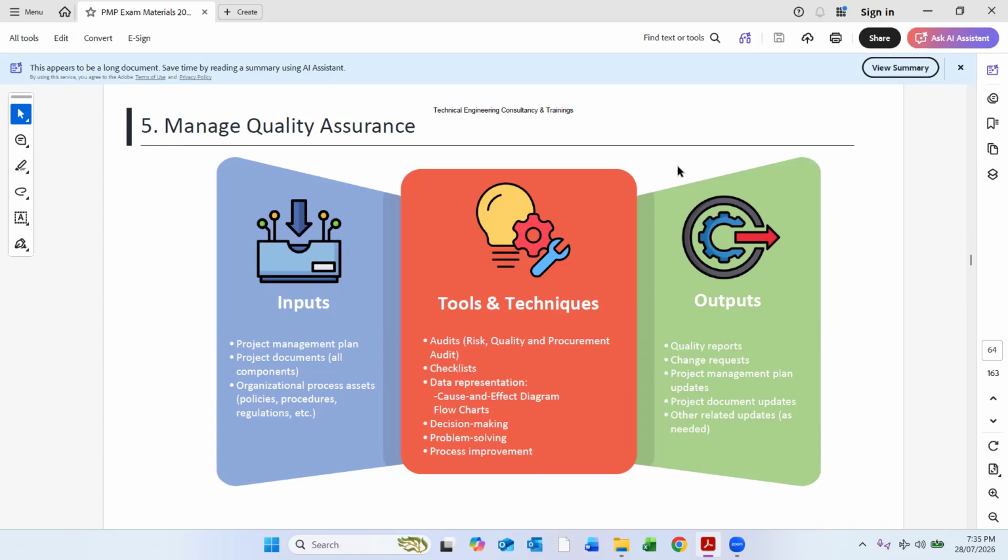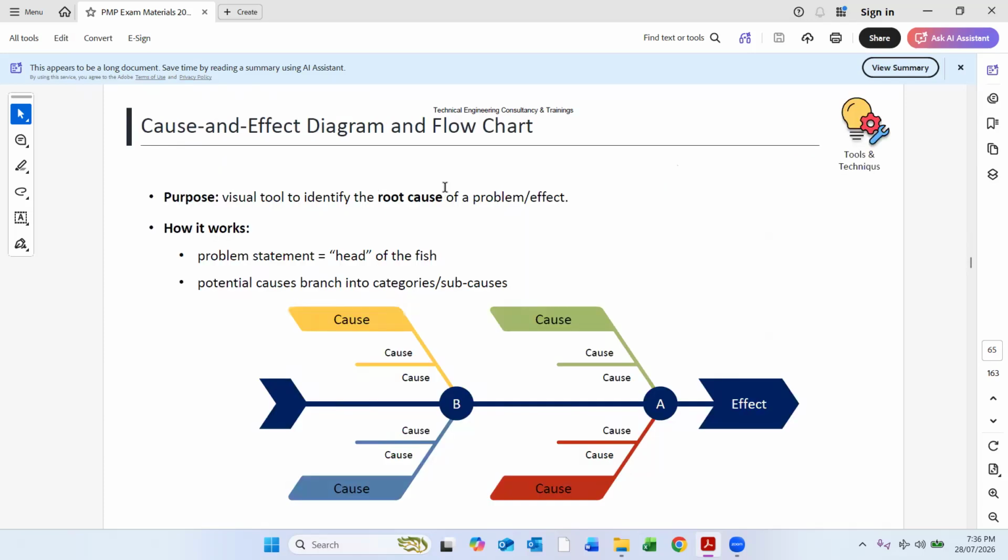And then we have outputs, where we have quality reports, change requests, or we update the project management plan, or the project documents are updated. And there are so many things we have to deliver in terms of quality as an output. We have to close the NCRs, we have to close the SORs, site observation reports. So that is the output of the quality in terms of managing them.